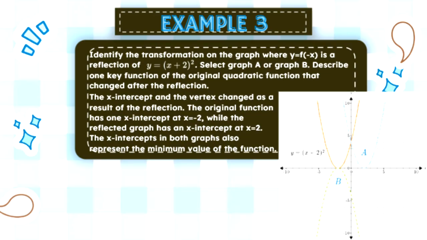The x-intercept and the vertex changed as a result of the reflection. So where it touches here, and the vertex, those are both the same in this problem. They changed, okay? The original function has an x-intercept of -2. The reflected graph has an x-intercept of +2. The x-intercepts in both graphs also represent the minimum value of the function, which is the vertex.